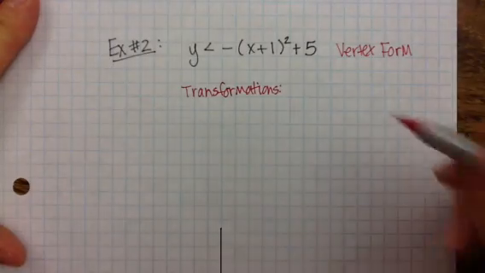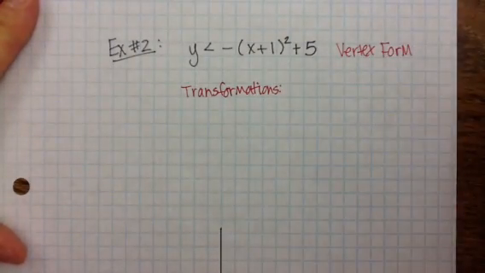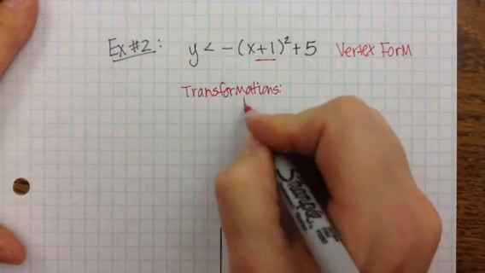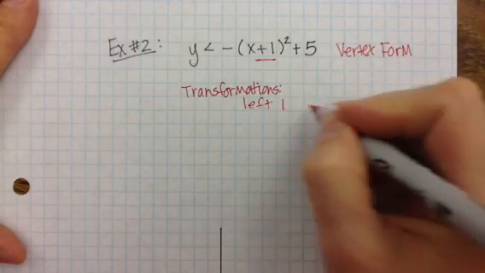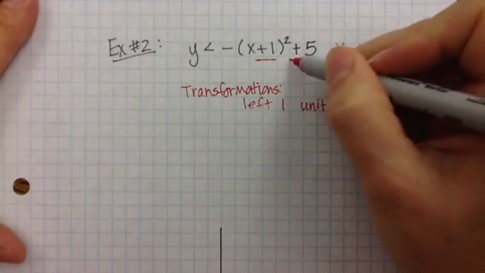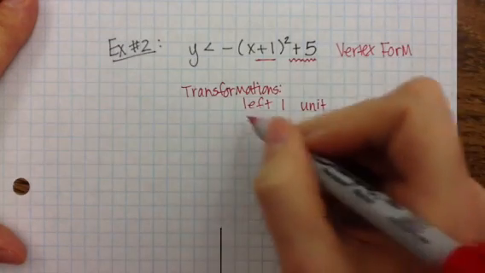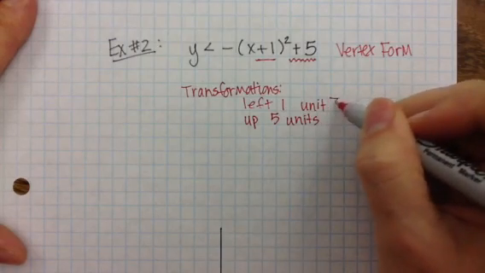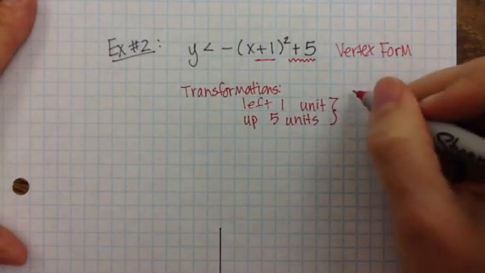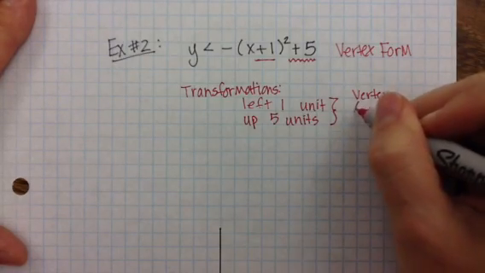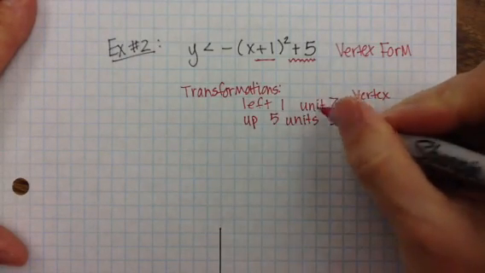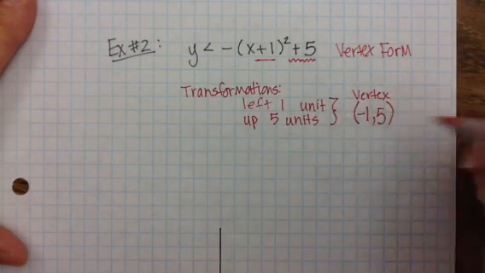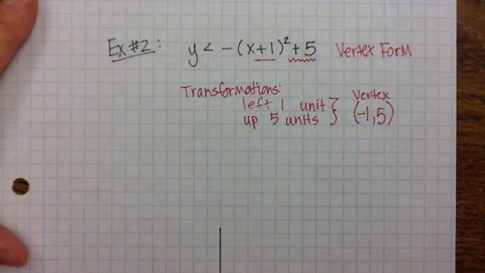So the transformations from the parent graph, which is just y equals x squared, we have a shift to the left 1 unit. We have a shift up 5 units. Now these two shifts together are going to tell us where our vertex is at. Normally the vertex is at 0, 0. When we shift it left 1, that puts it at -1, and when we shift it up 5, that puts it at 5. So our vertex is at -1, 5.